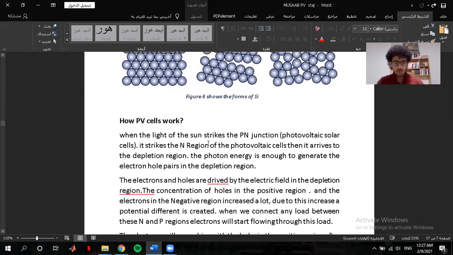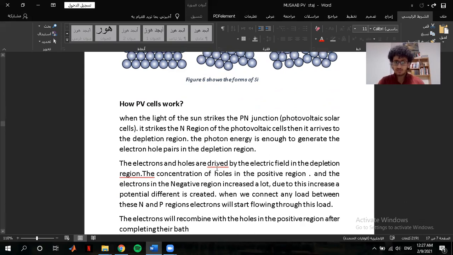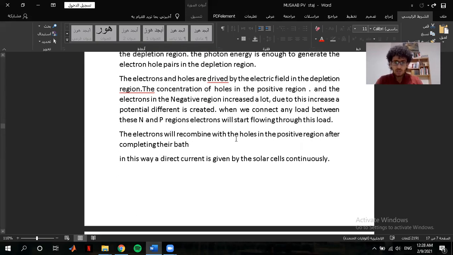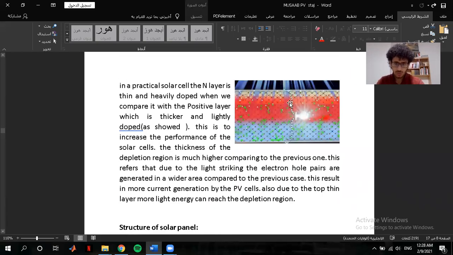Let's move to the next question: how do PV cells work? When the light of the sun strikes the PN junction photovoltaic cell, it strikes the N region, which is on the top, and some photons arrive at the depletion region in the middle. So the holes in the positive region and the electrons in the negative region will increase. Due to this increase, a potential energy is created. So when we connect any load to the PN junction, the current, or the electrons, will flow through this load, as we can see here in the photo.